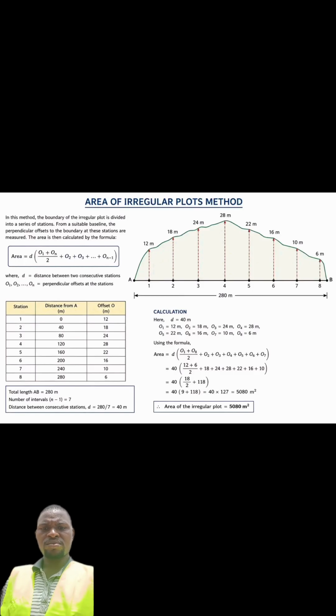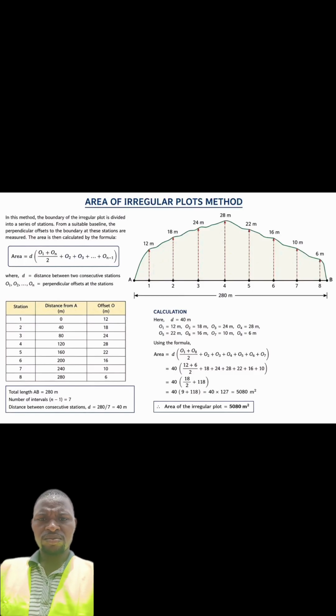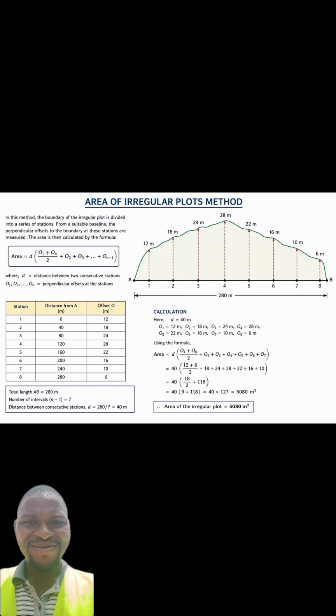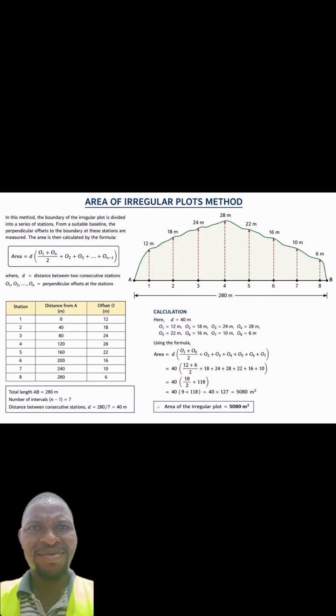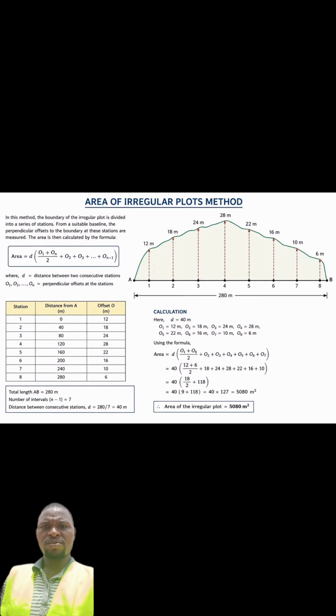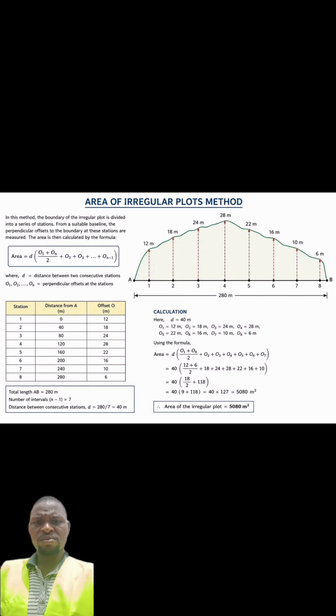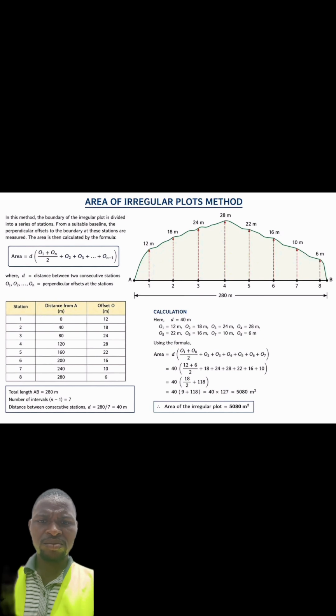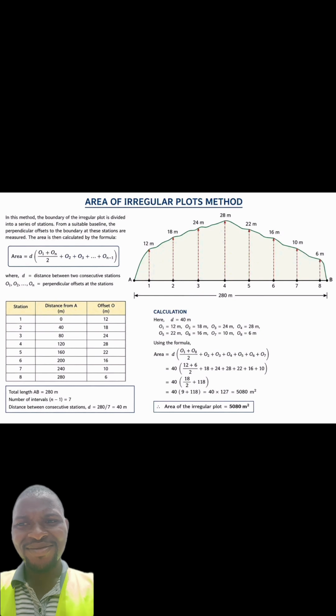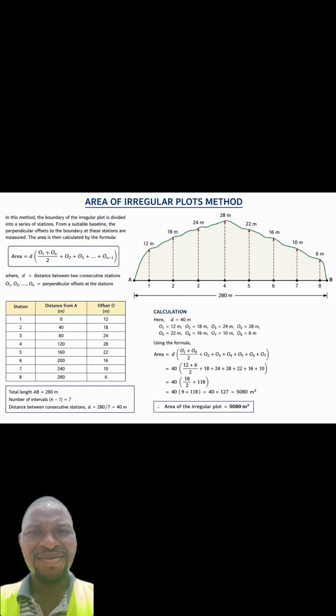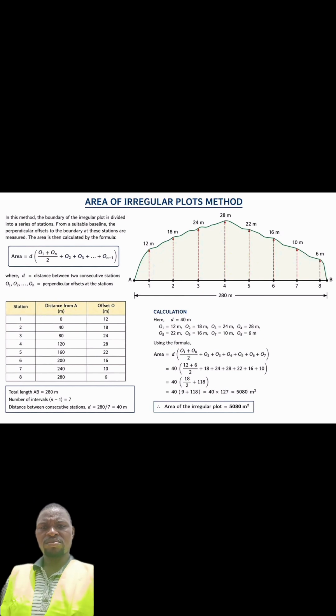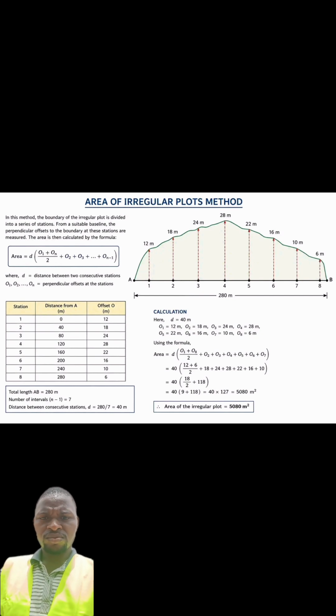Yeah, what we have here is the area of irregular plots method. If you want to get the area of these irregular plots, how do you get it? In this method, the boundary of the irregular plot is divided into a series of stations. If you want to get the area for this series of stations, we are going to use this formula.